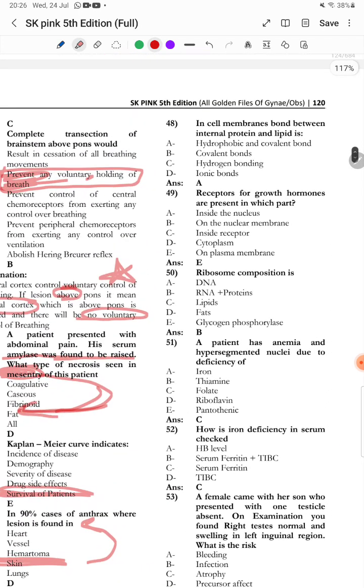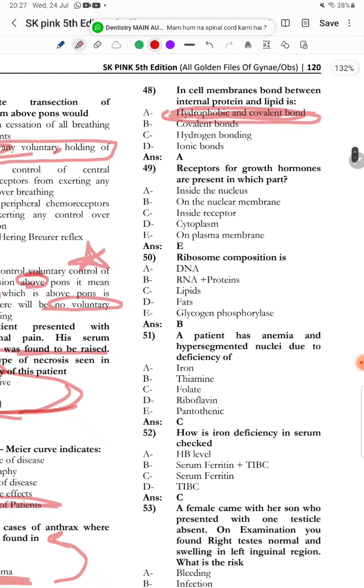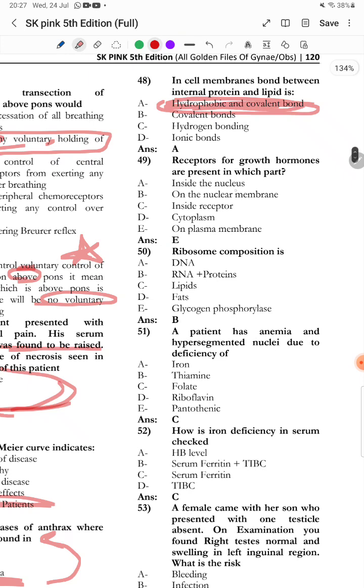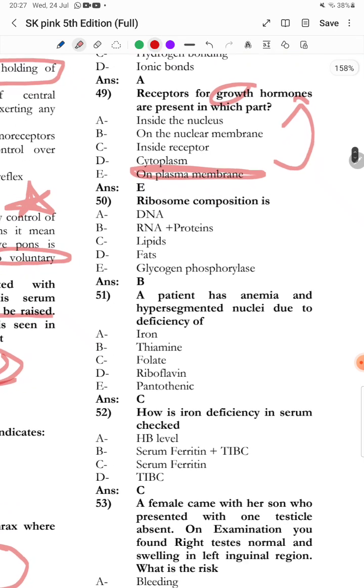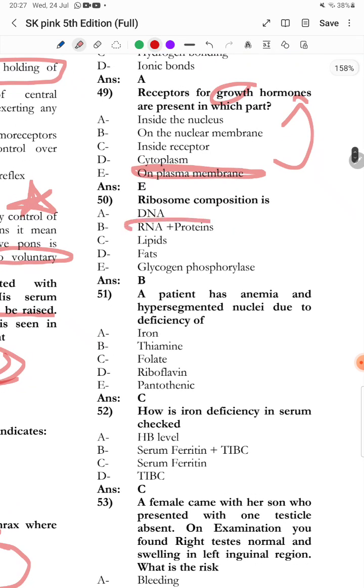Okay, in cell membranes, the bond between internal protein and the lipid is hydrophobic and covalent bond. Receptors for the growth hormones are present in which part? Growth hormone receptors are on the plasma membrane, okay. Okay, ribosomes composition is, so ribosomes are composed of RNA and proteins.